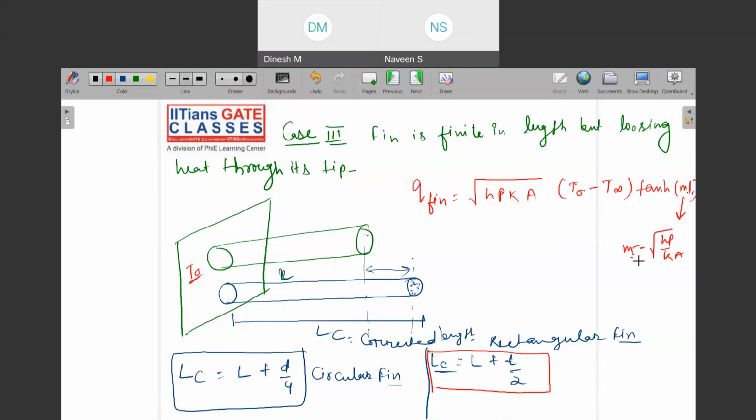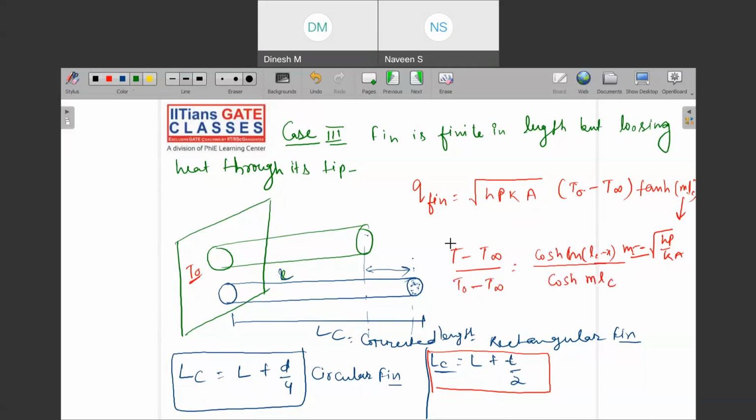Okay. And then what is the temperature distribution? So the temperature distribution is like the previous one only. In case of the insulated one we have seen, the only change is that we will be using corrected length in case of length only. So this becomes cos hyperbolic of m into (LC minus x) divided by cos hyperbolic of m into LC.